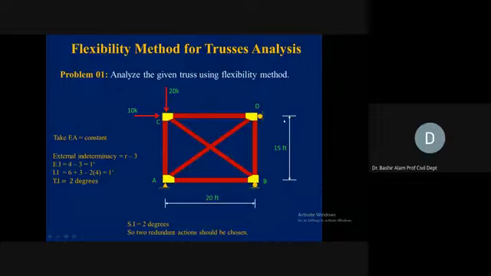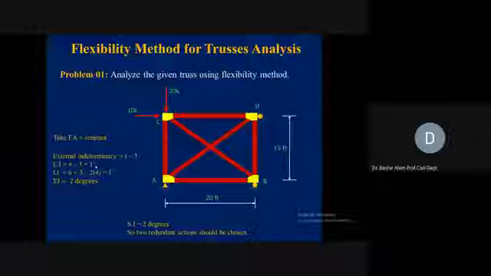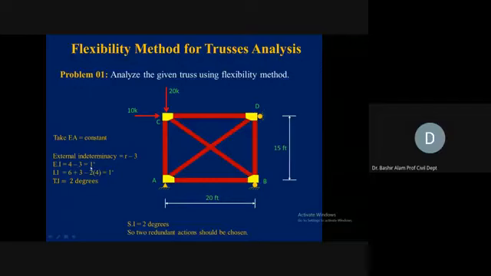Now, finding out the external indeterminacy, how many reactions we have? Two at A, one at B, and one at D. So for unknowns, we have three equations available for the whole structure. So R minus 3 will give you 4 minus 3. It means it is 1 degree externally indeterminate.